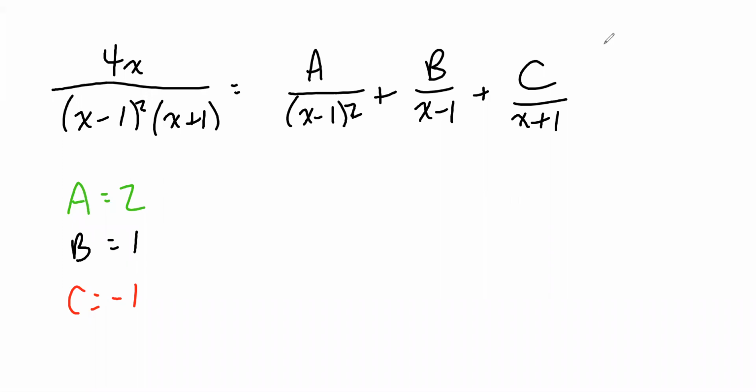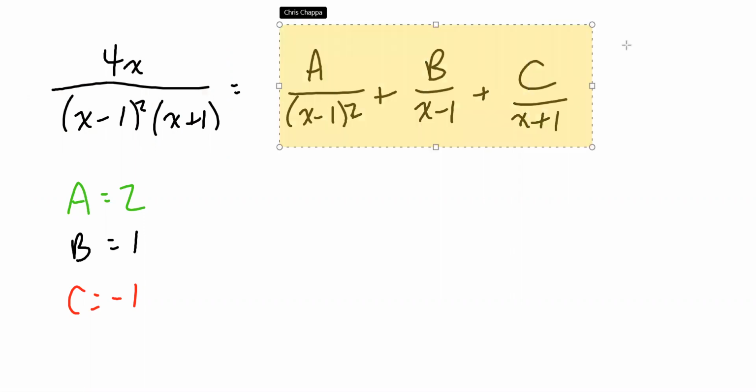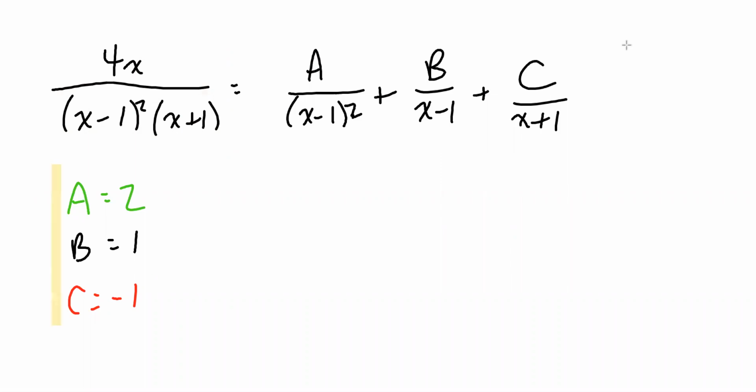I've copied the important things from the previous page. The original fraction that we are looking for the partial fraction decomposition of, set up for its partial fraction decomposition based on the factors in the denominator, and of course the values that we calculated for a, b, and c. That means that our partial fraction decomposition is: a is 2, so we'll put a 2 here. b is 1, so we'll put a 1 here. And c is -1, so we will change this from plus to minus.